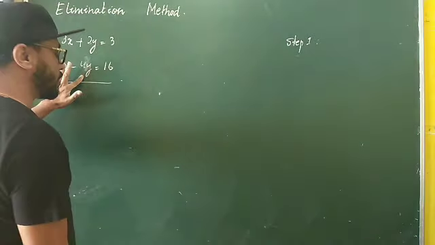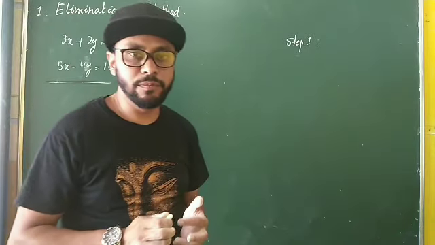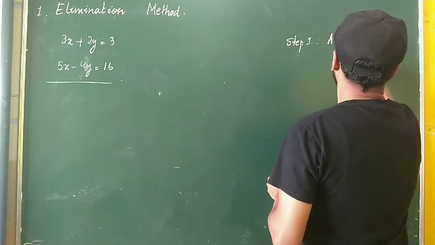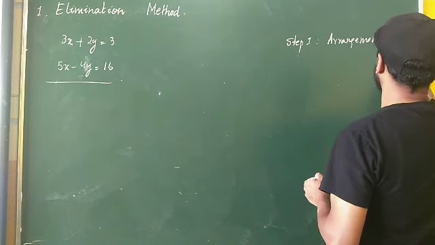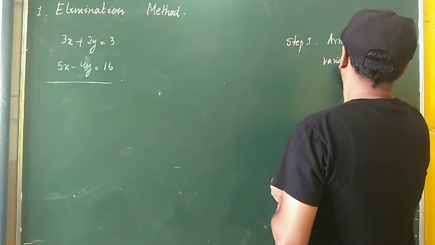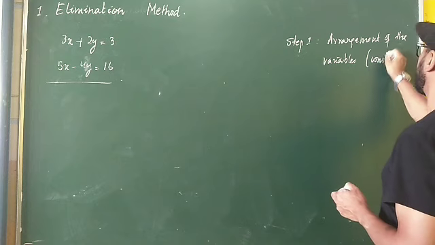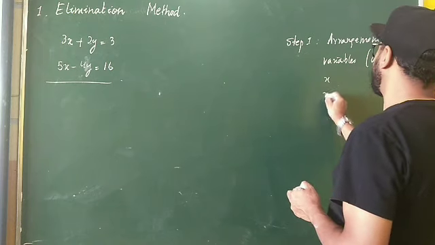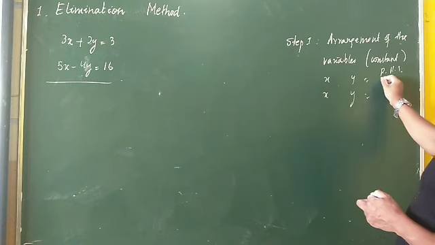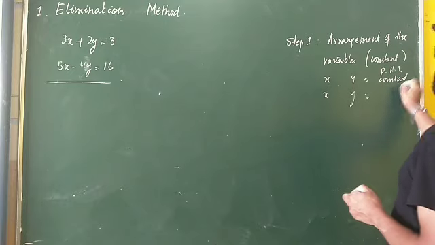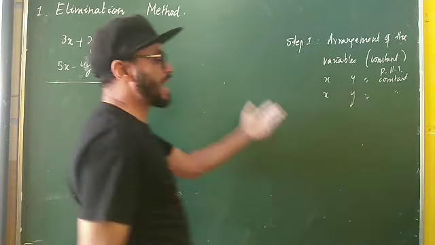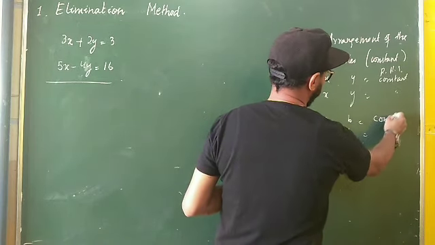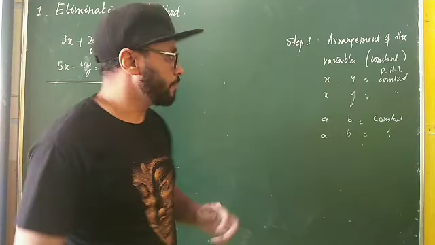So it is already arranged. If it is not arranged, then you have to rearrange the terms. So the first step is the arrangement of the variables, and the constant will go to the right hand side. So x will be arranged, y will be arranged, then the constant goes to the right hand side. Similarly, if a and b are used, then a, b, then the constant.